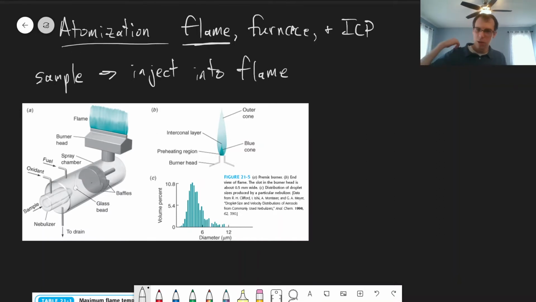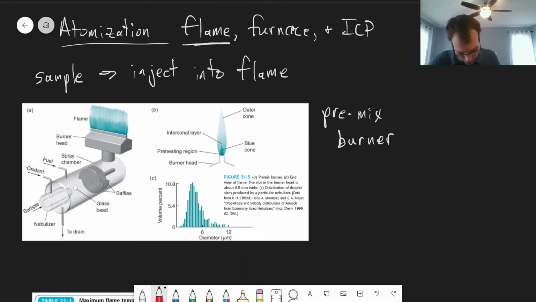And so to get this really consistent, we use what's called a premix burner. And that's what is depicted in this figure here from your textbook. Basically, we don't want to just throw our sample in. We want the fuel, the oxidizer, right? And so we can see coming in here from the side is the fuel and the oxidant. Those are going to come in and mix together, also with our sample.